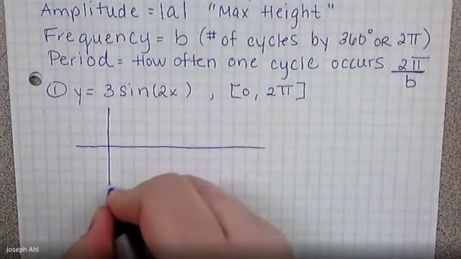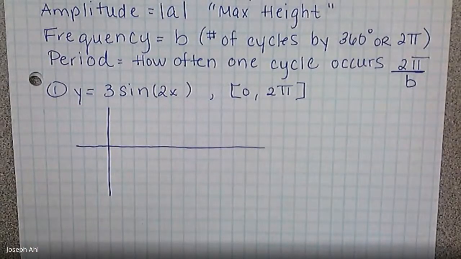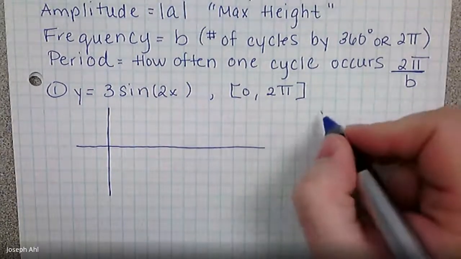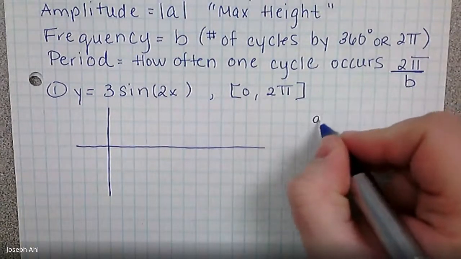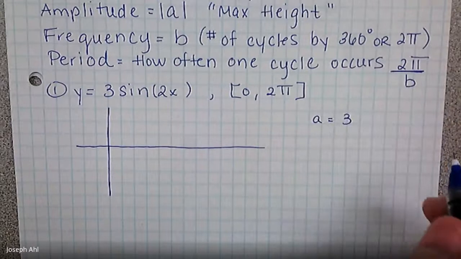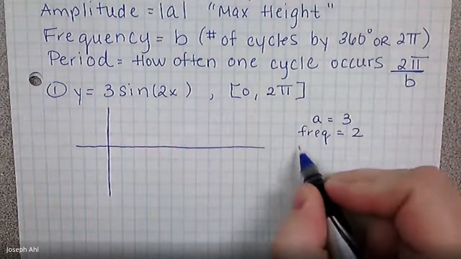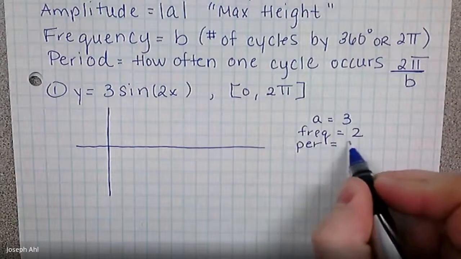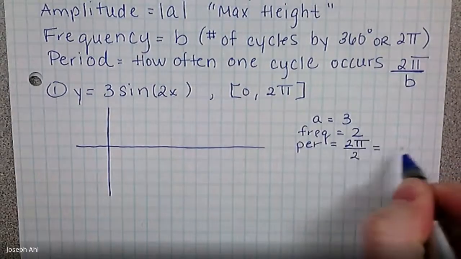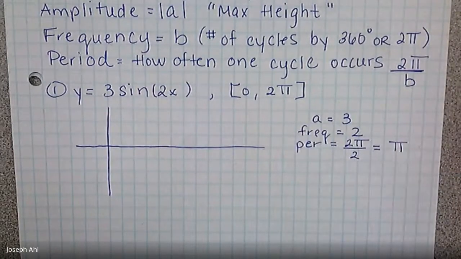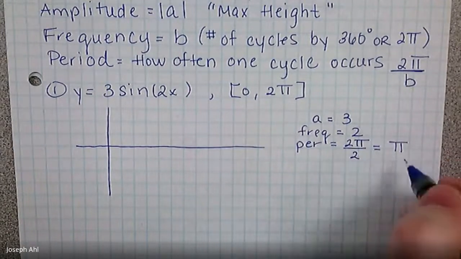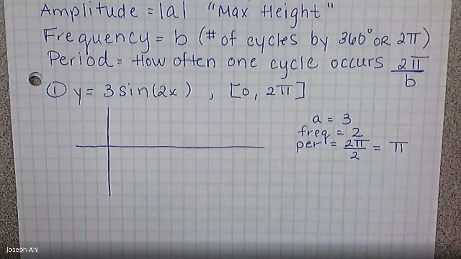All right. I'm going to set up a set of axes here. All right, let's talk about some key pieces here. We know that the amplitude of this trig function is 3. We know that the frequency, the value of b, is 2, which more importantly might tell us that the period is 2 pi over 2, which is pi. This is how often we're going to see one cycle of the sine graph.